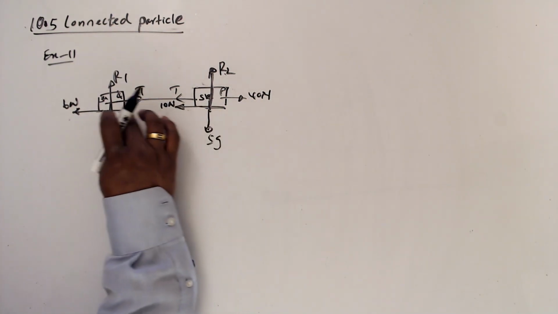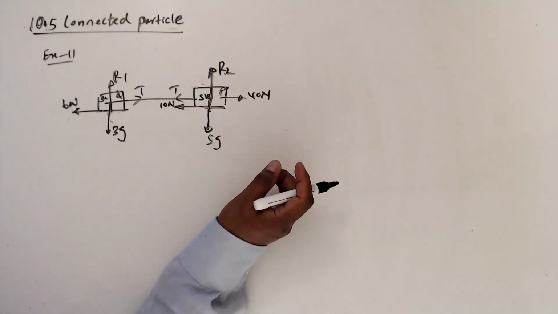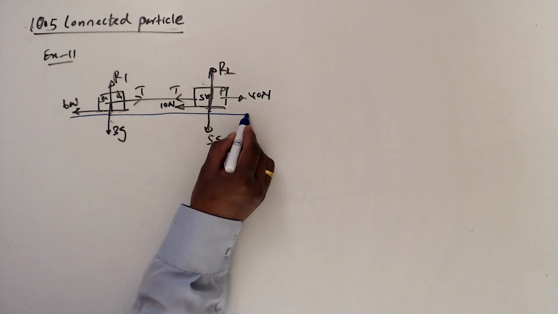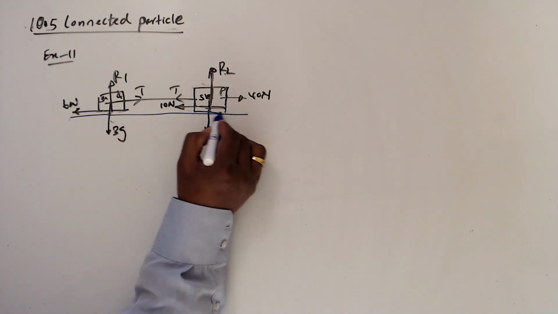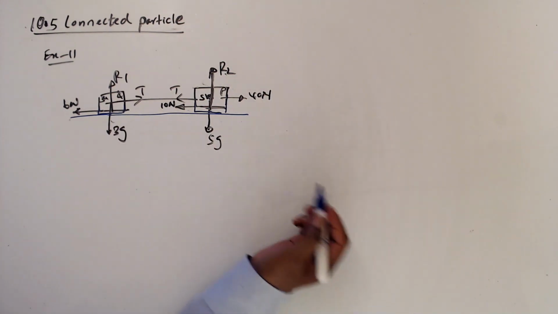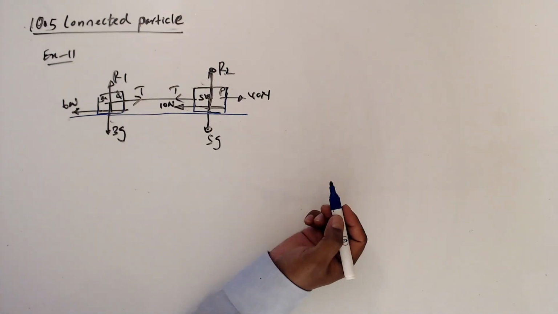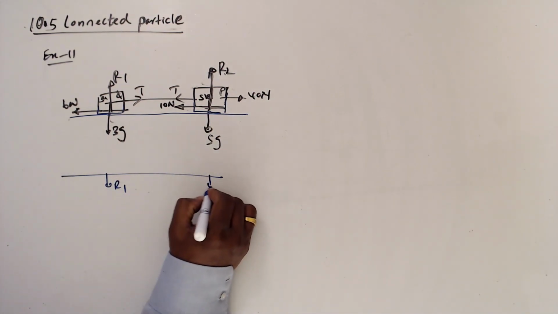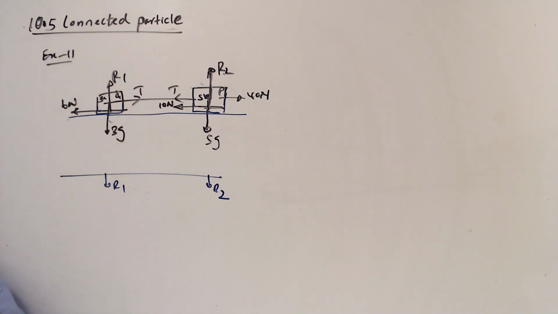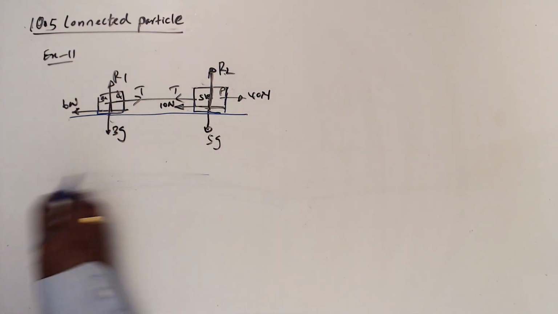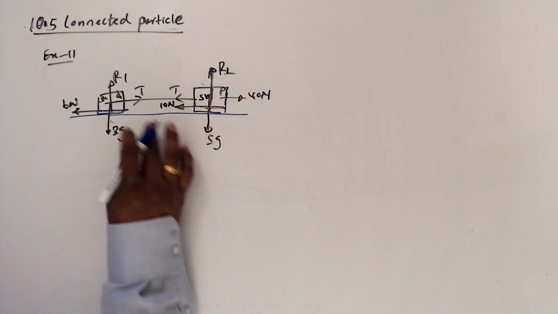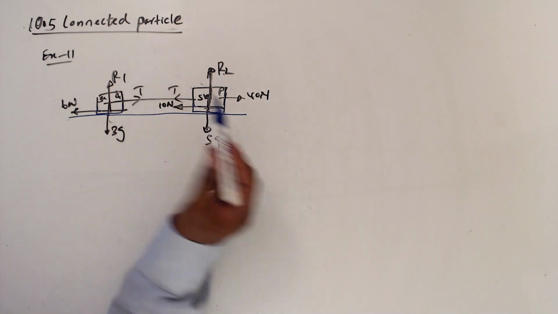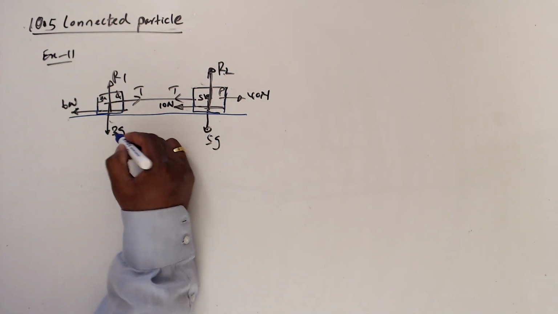So we don't need the plane. Even if we have this plane, we don't consider it for the calculation. On the surface we have R1 and R2, but we don't bother about the surface. We only bother about these two particles and the system. Why are R1 and R2 different? Because the weights are different.